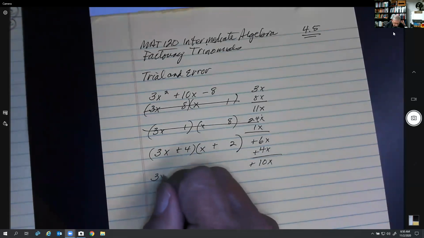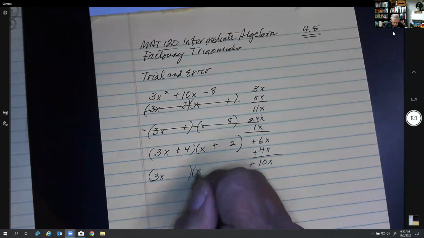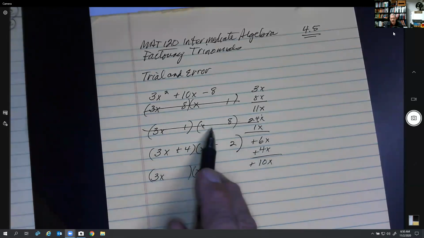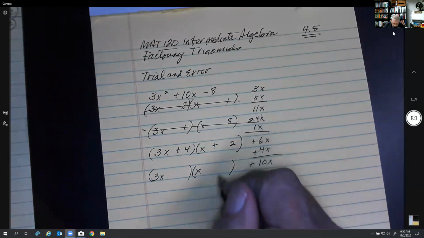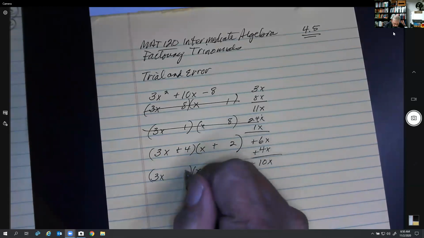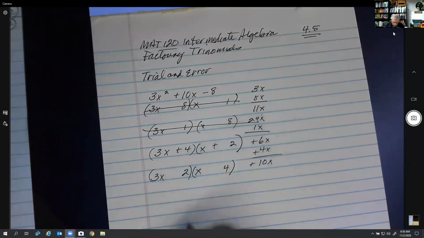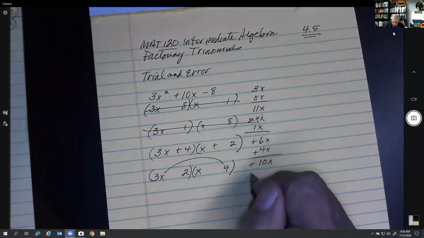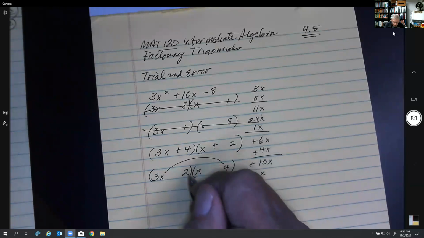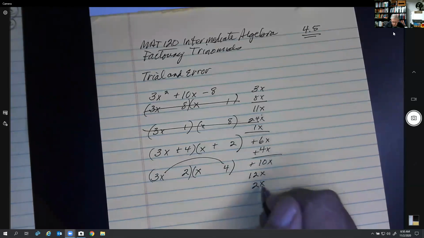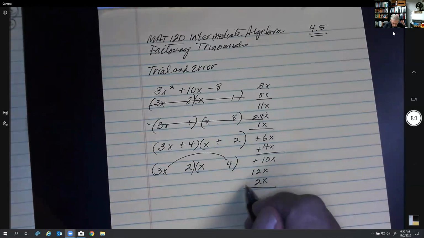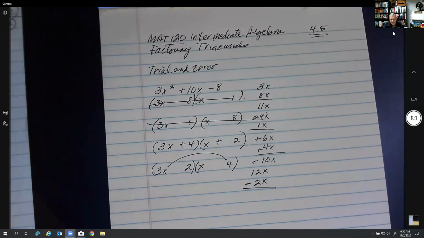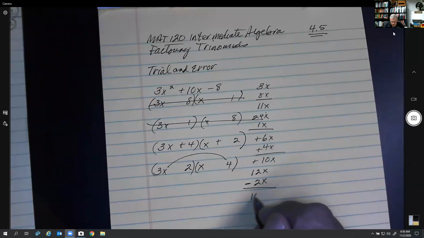Let's try 3x and x. And you can see I didn't change the first terms, kept them the same. And now I'm going to use 4 and 2. I'm going to switch the 2 and the 4. This will give me 12x and 2x. Well, that looks like 14x, but what I'm going to do is subtract. 12 take away 2 is 10x.